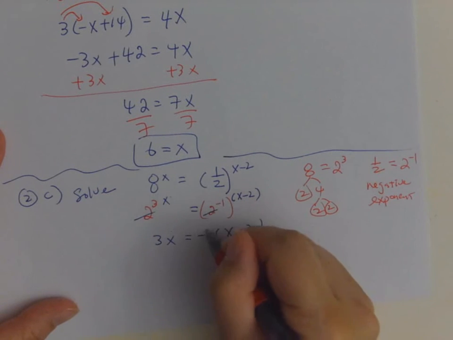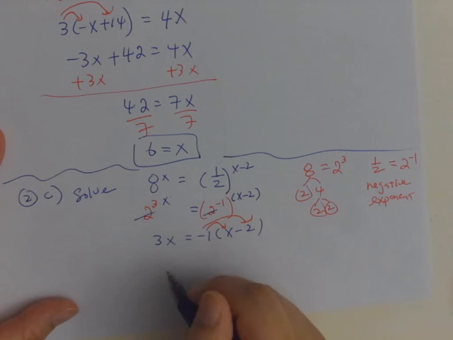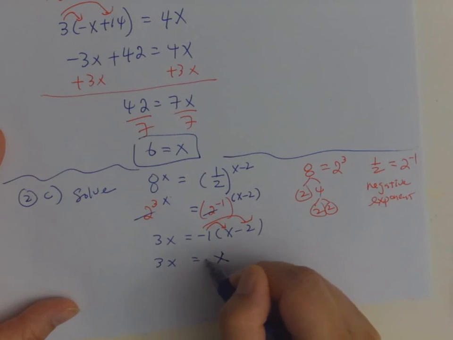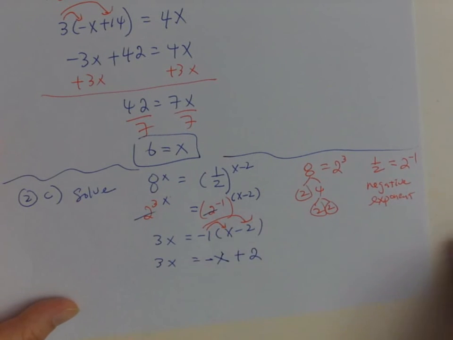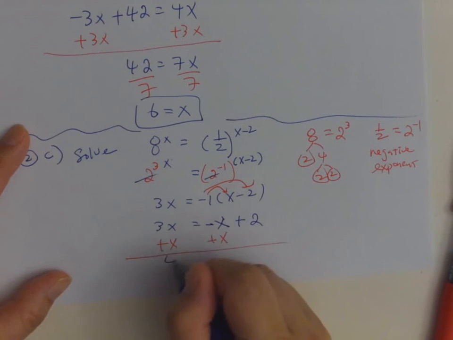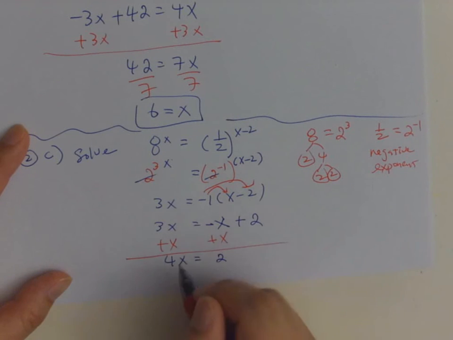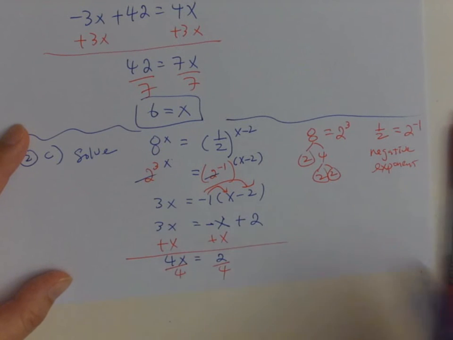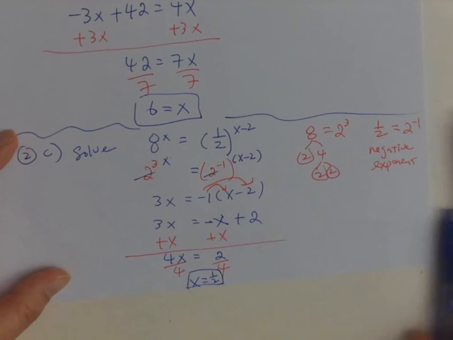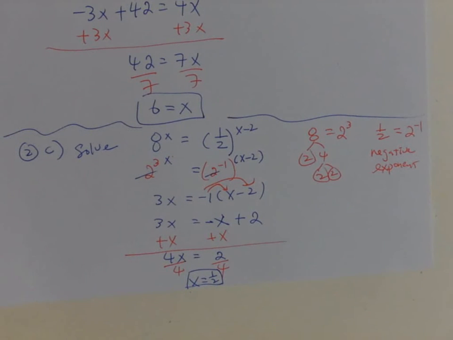So if you distribute this in here, then we're going to have, what do we have? 3x equal to negative x plus 2, and then add x both sides. 4x equal to 2, divide both sides by 4, so x equal to 1/2. So hopefully that makes sense. So you probably will see some of this question on the exam. We will test you over that.